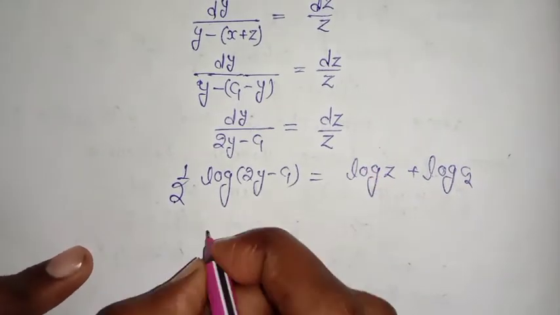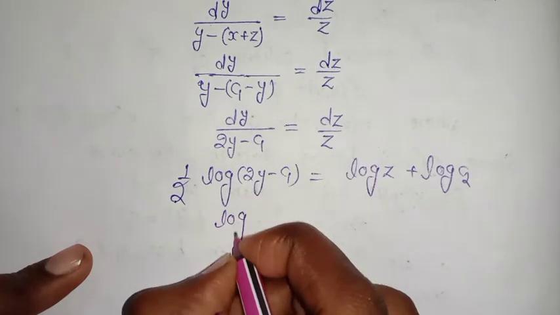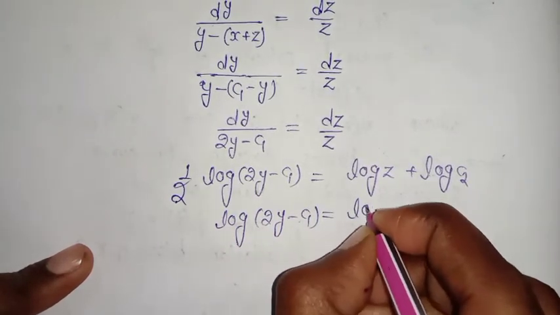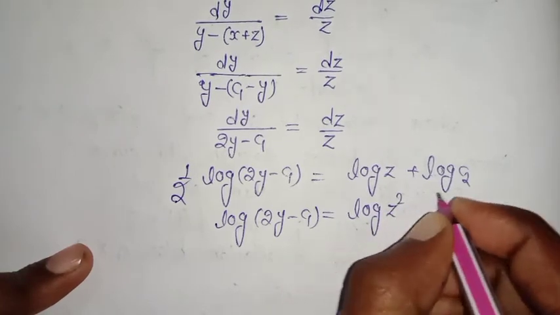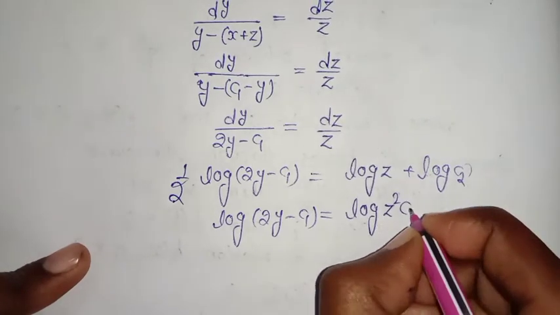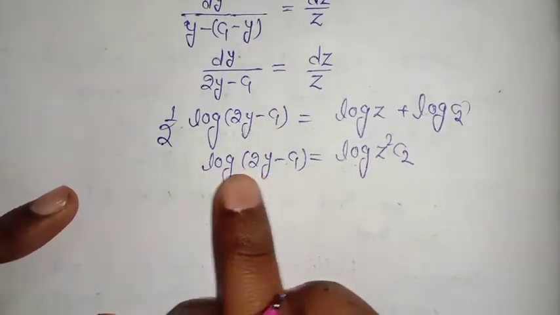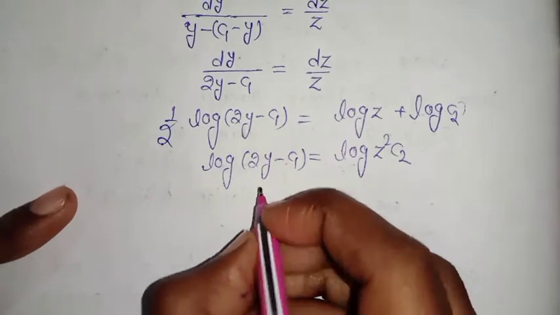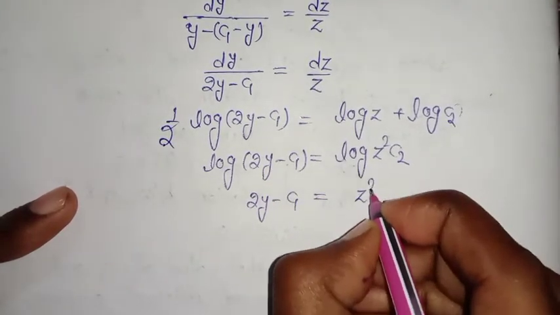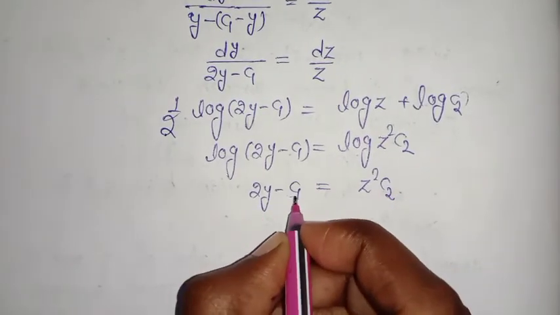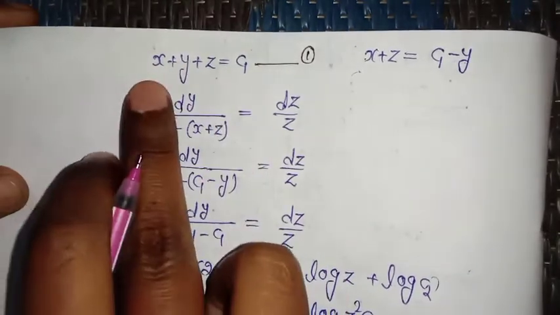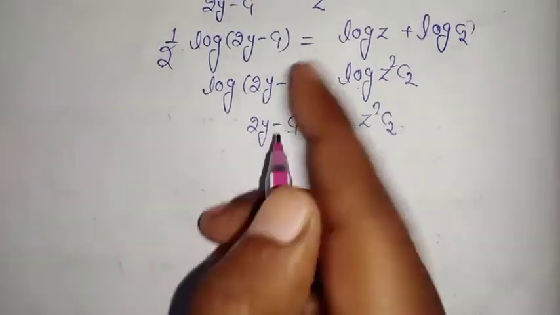These two can be taken here, then this becomes log of 2y minus c1 is equal to, if we use the property of log, this becomes z square, and since this is constant, if we multiply it with 2, then again it becomes a constant, that is c2. So if we use the property of log, then this becomes 2y minus c1 is equal to z square into c2. Now we put the value of c1, that is c1 is equal to x plus y plus z, so we will use it here.